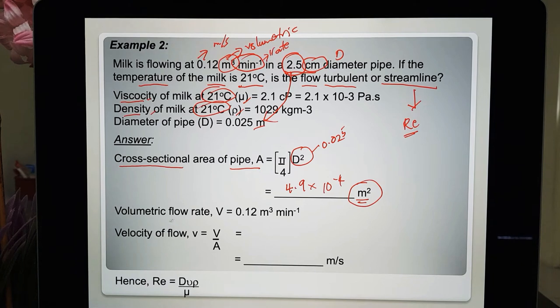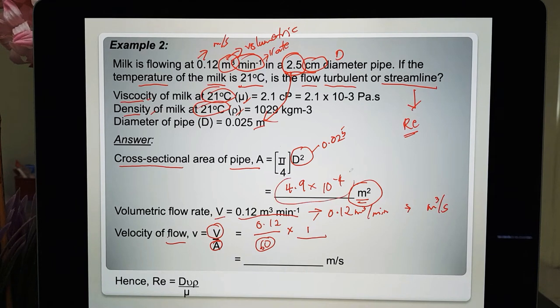Okay, and then it is given that the volumetric flow rate V is 0.12 meter cubed per minute. So it is best for you to convert from 0.12 meter cubed per minute to meter cubed per second, so that it will ease the calculation of the Reynolds number later. Then you need to calculate the velocity of flow by using V over A, where V is the volumetric flow rate and A is the area. So 0.12 over 60, where 60 is to convert from minute to second.